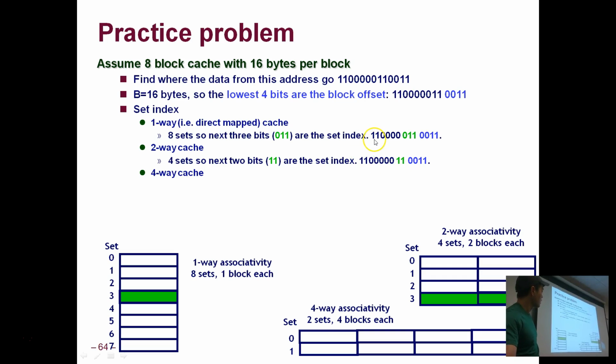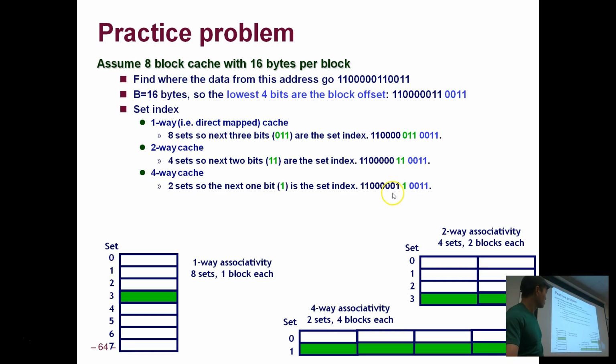So here, the dark blue is the tag, and it's 6 bits of tag. Here it's 7 bits of tag because you've used associativity for it. And then the final one is 1, because you only need a single bit to determine the set, and then the rest of this is the tag. Other questions on this?